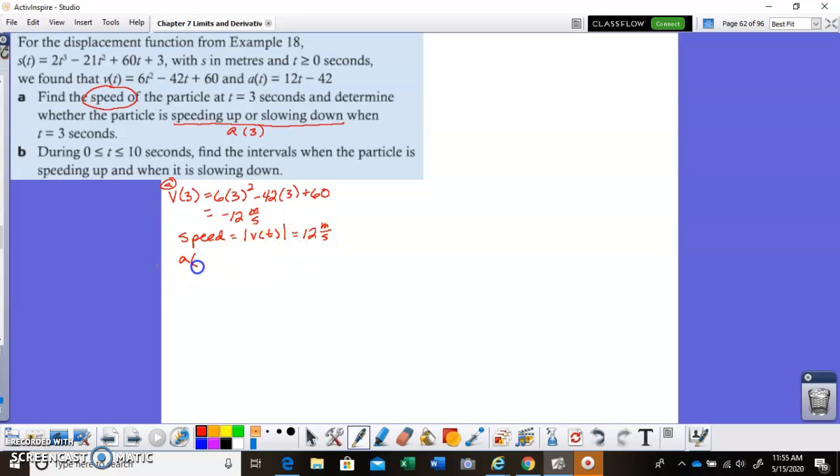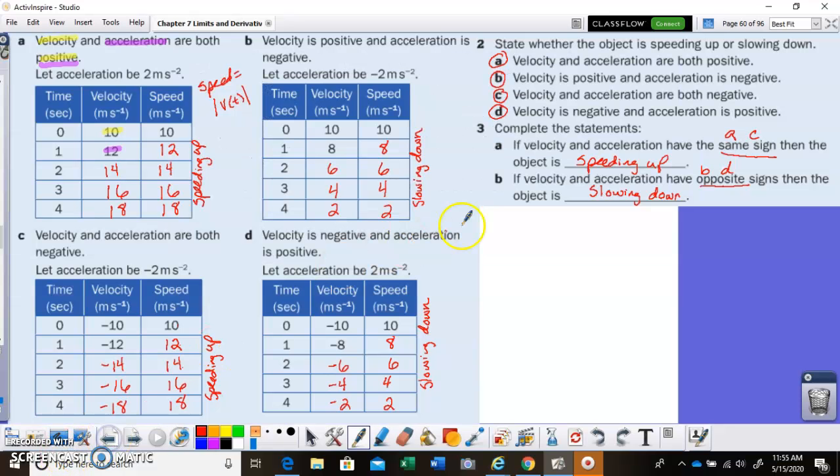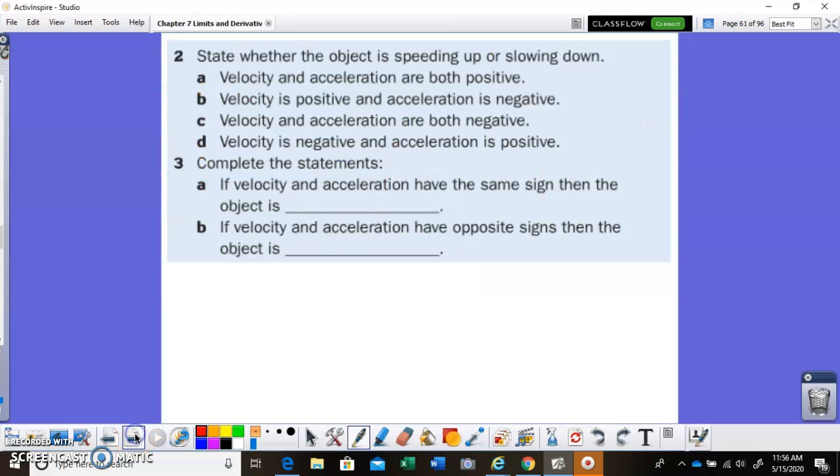So we have the velocity, we have the speed. Let's go ahead and find the acceleration at time of 3. Well, the acceleration function is this last one here that we figured out, so that's 12 times 3 minus 42, which we find out is negative 6 meters per second squared. So here we have a velocity that's negative, and an acceleration that's negative. And what we found out in the last slide was that if velocity and acceleration have the same sign, then the particle is speeding up.